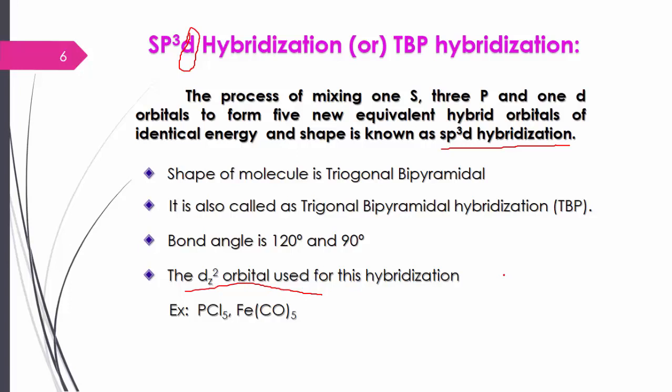As we previously saw, for dsp2 hybridization, because that was square planar, we used the dx square minus y square d orbital. Here in sp3d hybridization, because it is a trigonal bipyramidal shape, which is with respect to the z axis, we require the dz square orbital. The bond angles are 120 degrees and 90 degrees. Examples here are PCl5 or Fe(CO)5.